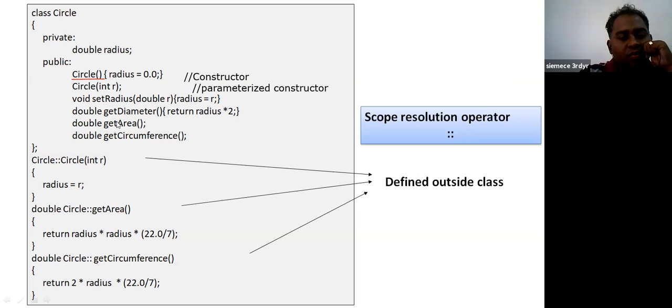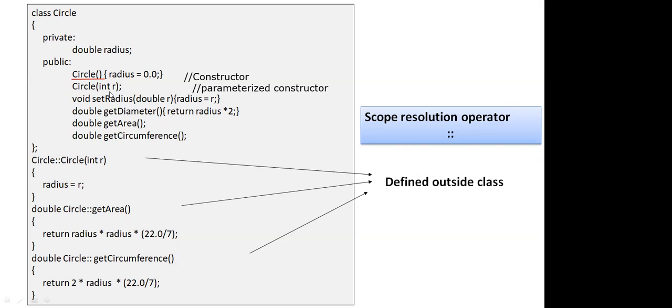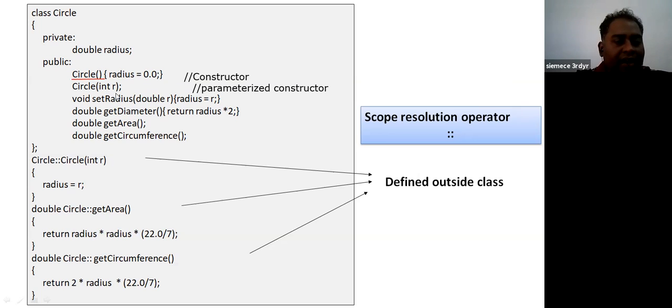Next, there are two methods. One is getArea, then getCircumference. As well as there is a parameterized constructor. Its definition is not provided here, that is the reason you'll see that there is a semicolon. Is it clear? Yes, sir. Now, this method has been defined outside the class.